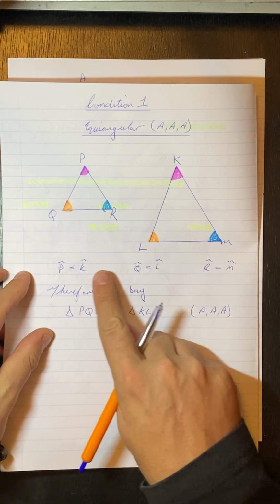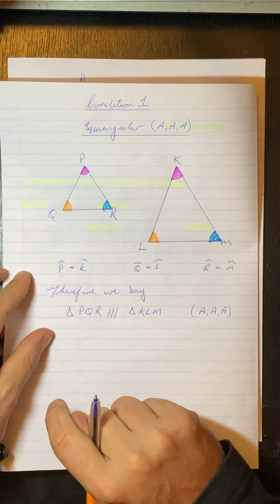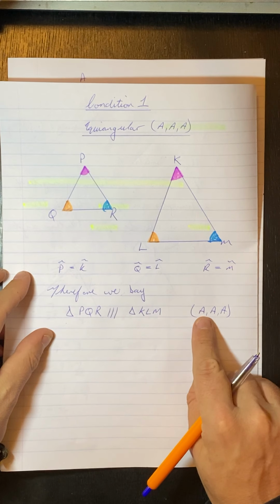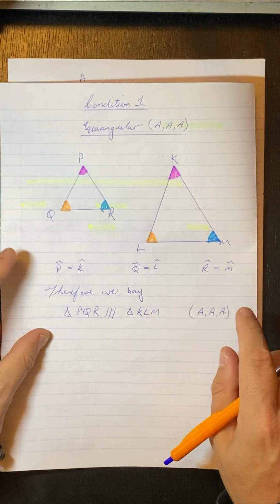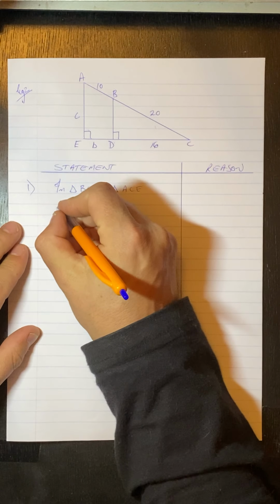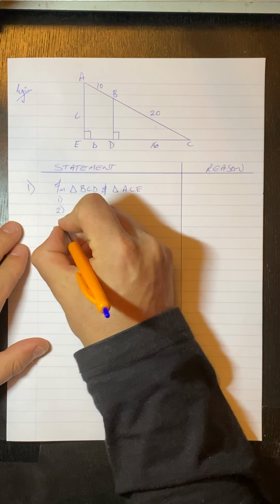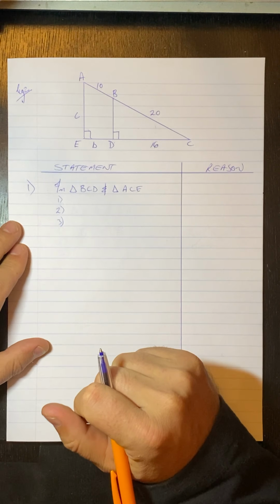All right, so I need to prove that 3 pairs of angles are equal. Then I can say that the 2 triangles are similar. Why? Because of angle, angle, angle. All right, so as you saw there, we need to prove 3 angles. So I'm going to write 1, 2, 3 for our 3 angles.